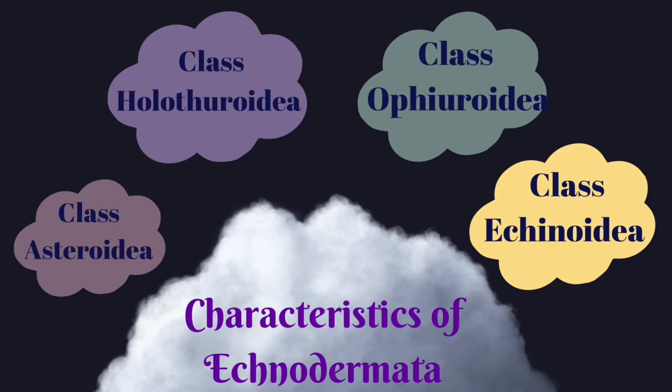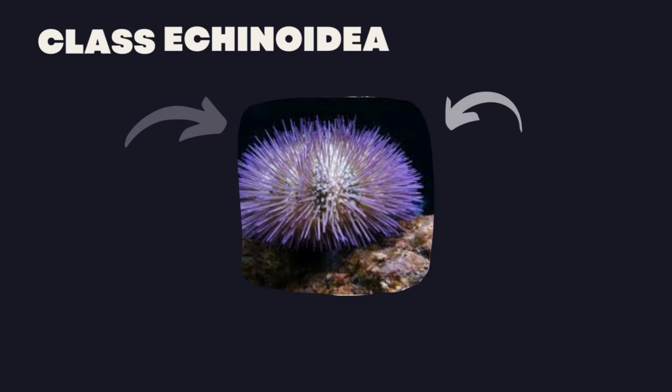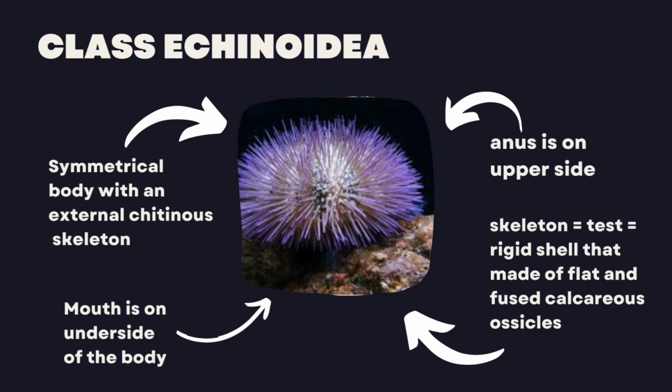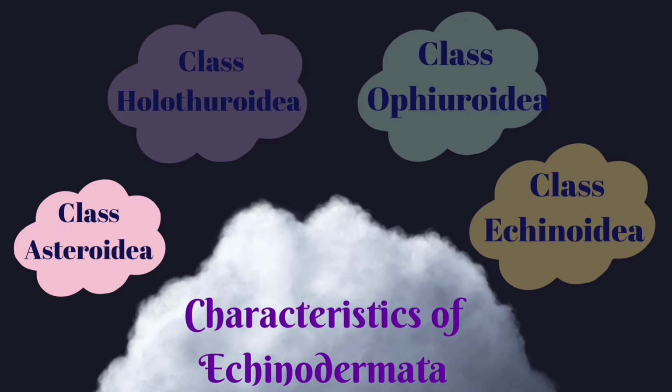Next, we are going to talk about class Echinoidea. Class Echinoidea is commonly known as sea urchins. Sea urchins have a radially symmetrical body with an external chitinous skeleton. The mouth is on the underside of the body and the anus is on the upper side of the animal. The skeleton of the sea urchin, known as the test, is a rigid shell made of flat and fused calcareous ossicles.